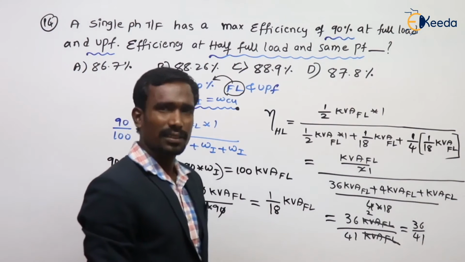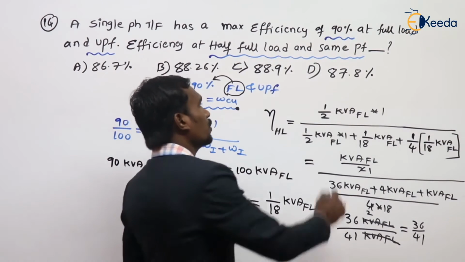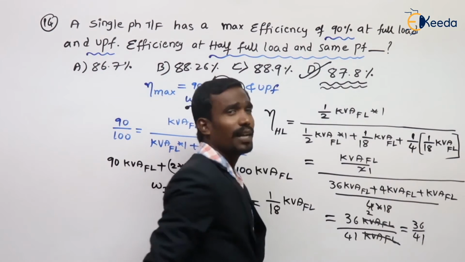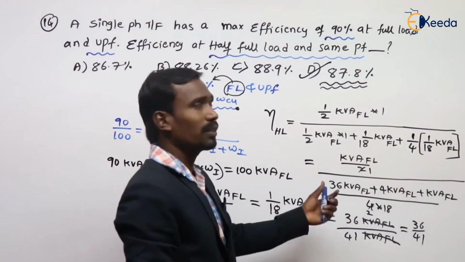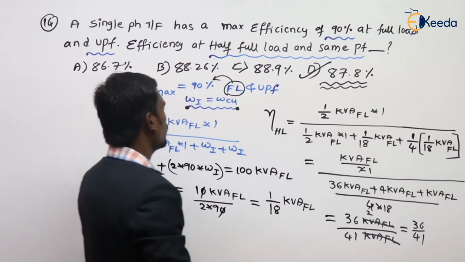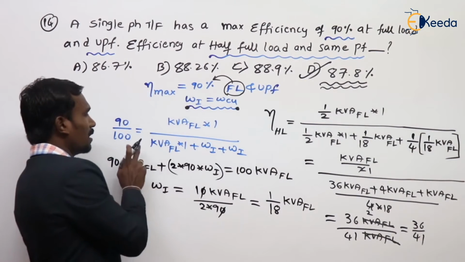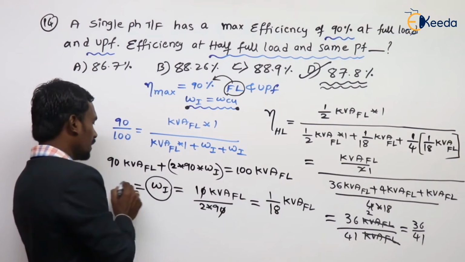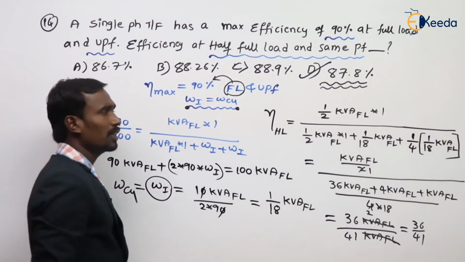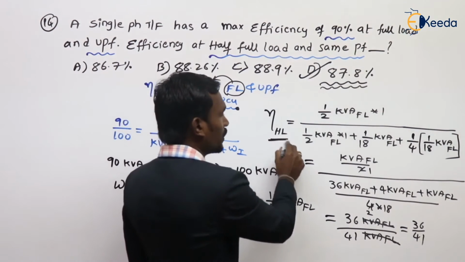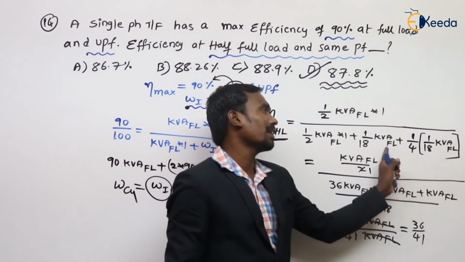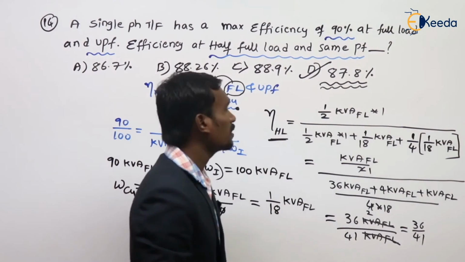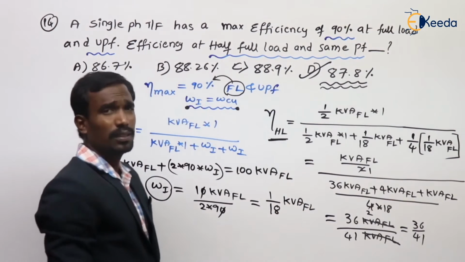If you calculate this 36 by 41, you get 87.8 percent. 87.8 percent is our answer. Very simple. We just have to calculate efficiency. From this efficiency, we have to find the iron losses, as well as this is equal to copper losses. Then find the half full load efficiency. Substitute the iron losses and copper losses here, then simplify and get the answer. This is a big question actually.